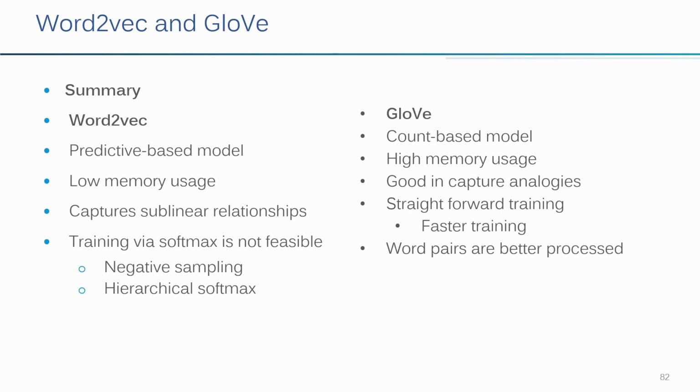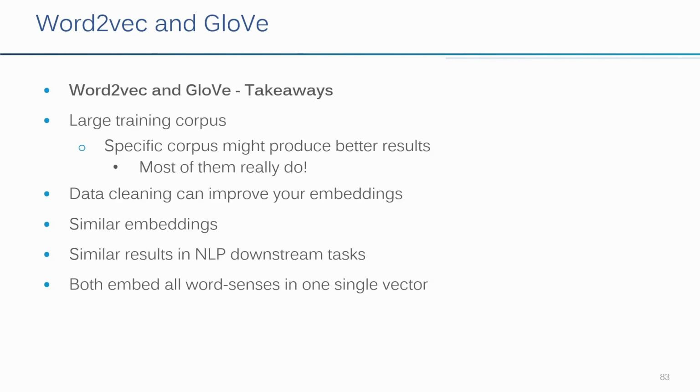On the other hand, we have GloVe, which is a count-based model. It has high memory usage, is good at capturing analogies, not that much semantic relationships, and has straightforward training. It is faster to train, but it requires a lot of memory because of the co-occurrence matrix that they use. And I guess that's it for the summary on this. Oh yeah, some takeaways.